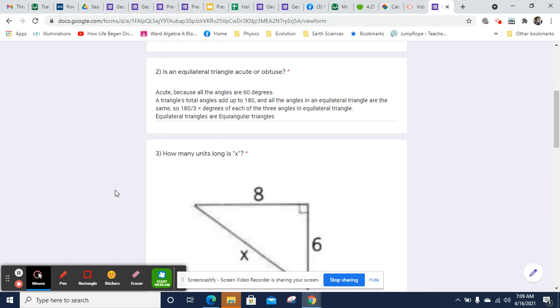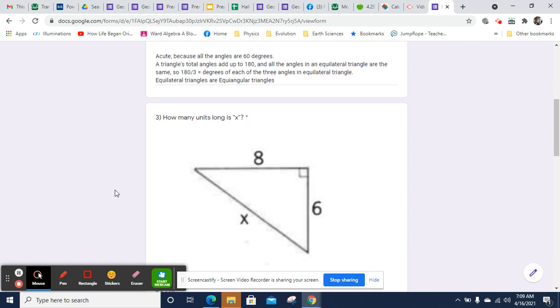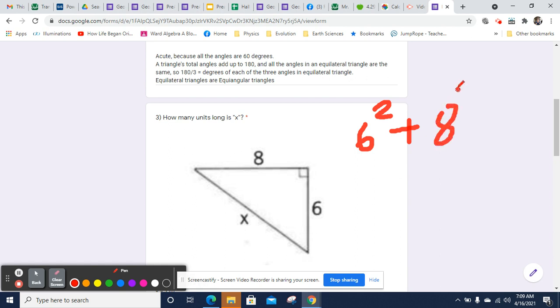Now we're going to look at how many units long is x. And we're going to use the Pythagorean Theorem. So we're going to say 6 squared plus 8 squared. And what we want to do is add the squares of the short sides, the legs, the things that are adjacent to this right angle. And they're going to add up to the square of the hypotenuse, which is the long side. Hypotenuse literally means stretched out wire, by the way.